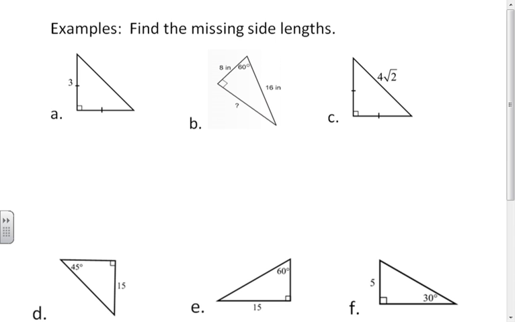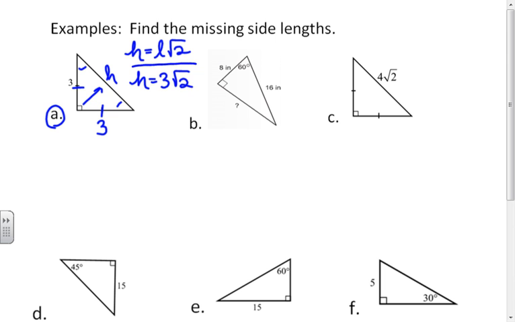So the first example is A. Isosceles triangle, so I know these angles are equal, so I know it's 45-45-90. There's the easy one. The two legs are equal. So this is my hypotenuse. So remember, the hypotenuse is equal to the leg times the square root of 2. I know what my leg is, so the hypotenuse is 3 square roots of 2. And you're done.